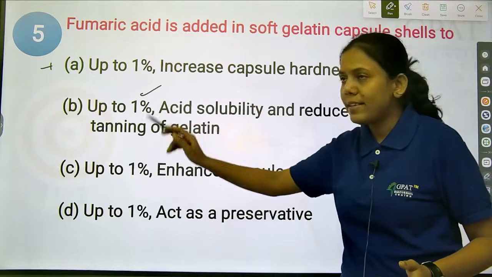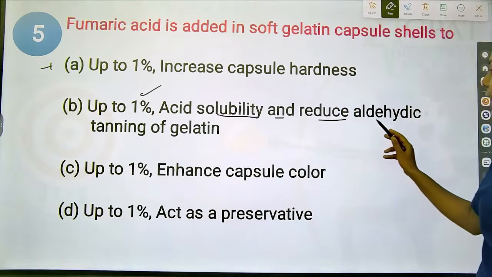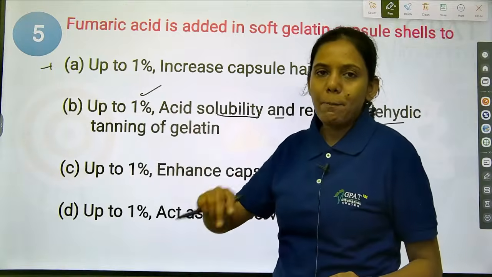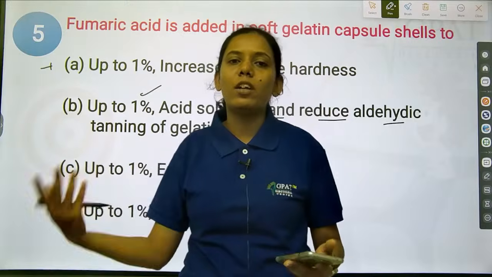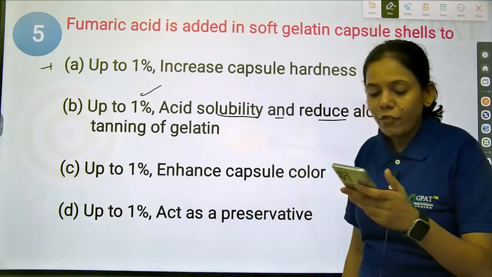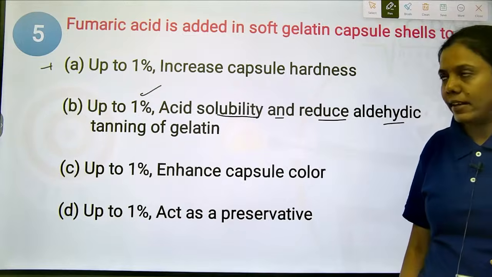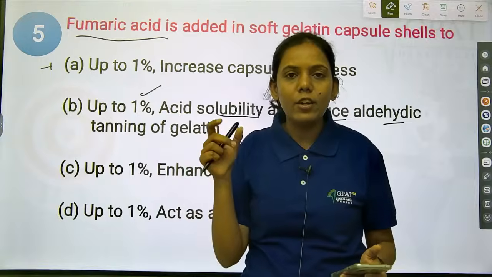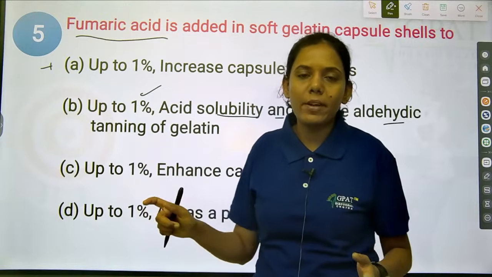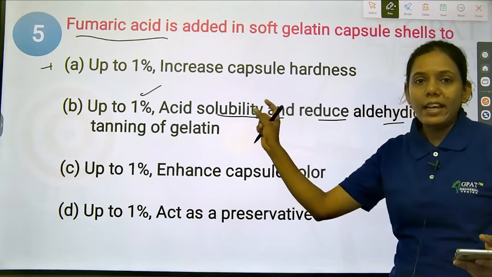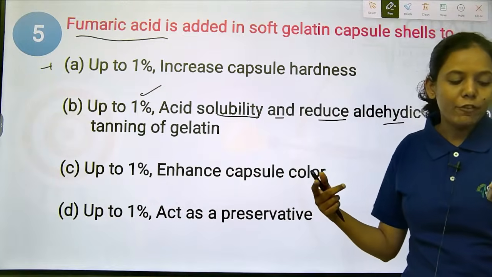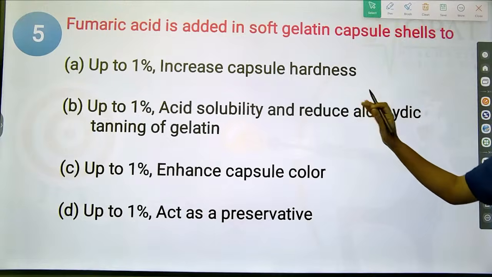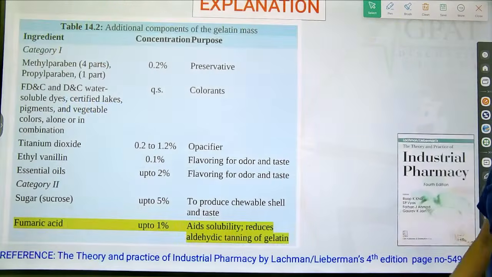So up to 1% you should add because of acid solubility, and it reduces the aldehydic tanning of gelatin. With time, the gelatin has the ability to undergo aldehydic tanning, because of which you can add the fumaric acid. This is a very unique ingredient. So whenever you see any specific ingredients, make sure that you highlight them so that it will be easy for you to remember. Very good. Option B is the right answer. You should add up to 1% to reduce the aldehydic tanning of gelatin.